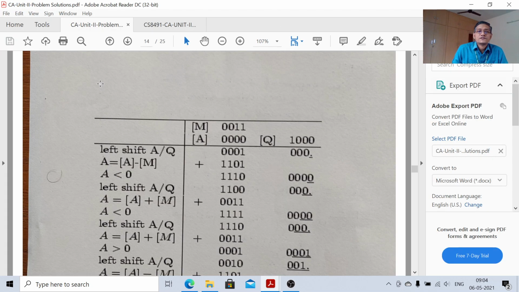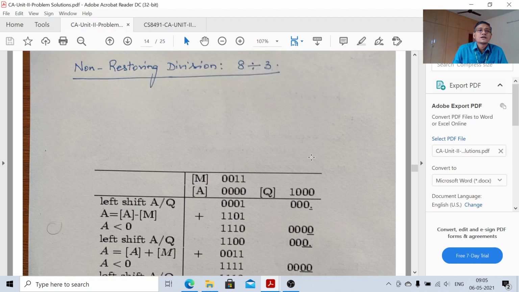So M value is 0011, that is assigned here, that is divisor 3, and the A register is initialized to 0, and Q register to 8. 8 converted into binary is 1000. Now what we need to perform, the first step, left shift AQ. So we are performing the left shift AQ. So if it left shifts, it becomes 0001 and 000. We do not know the value of this Q naught register.